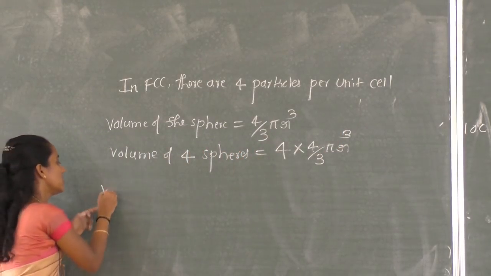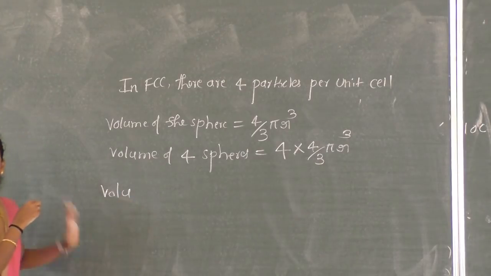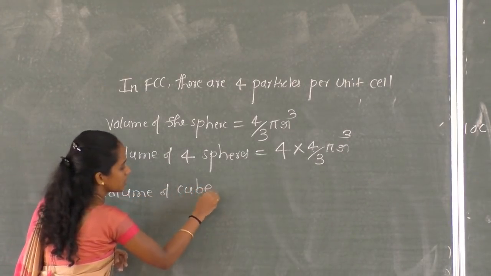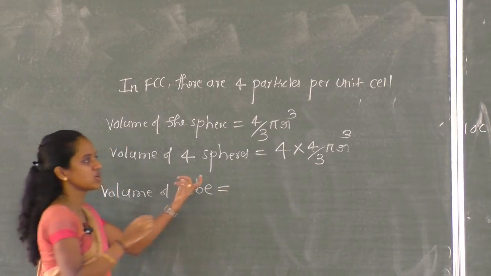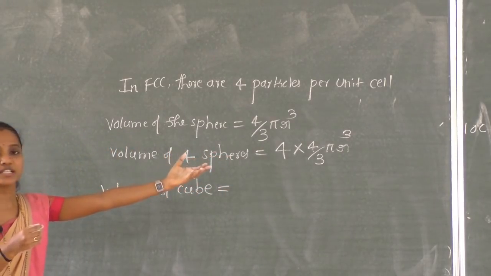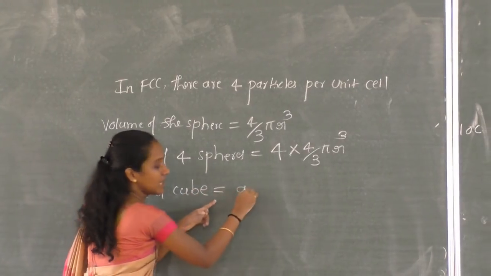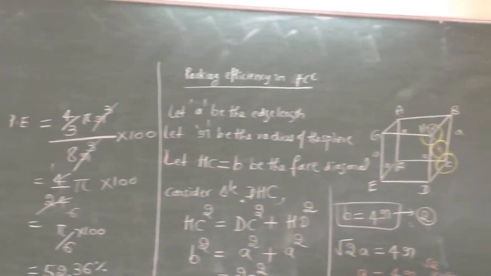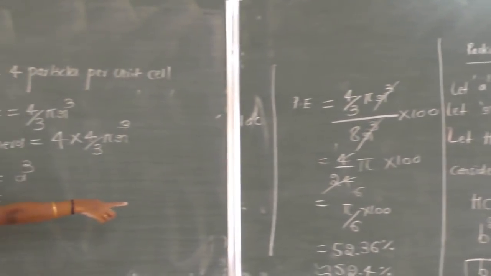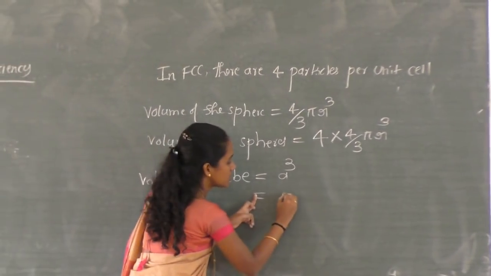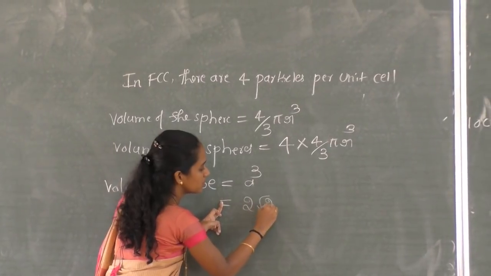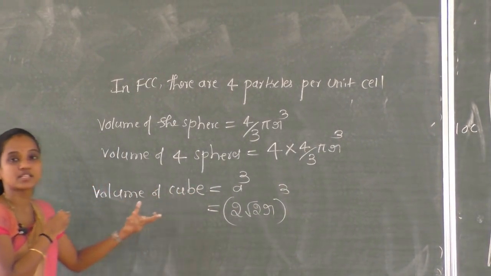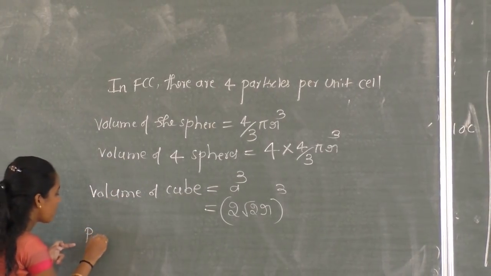Okay. Now we need volume of the cube. Volume of cube or cubic unit cell, what is the volume of the cube? All the 3 sides are equal, so we can write length into breadth into height, a into a into a, it is equal to a cube. What is a? We have a is equal to 2 root 2 into r, its cube. Now directly we can substitute here by writing the formula.